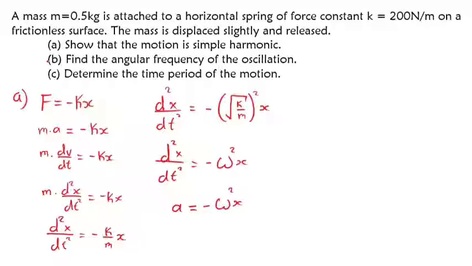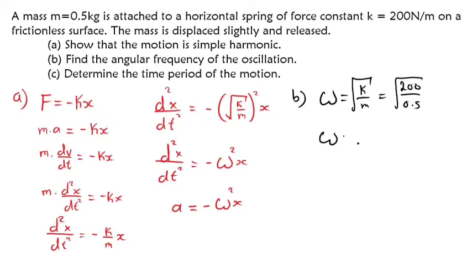Part B says, find the angular frequency of the oscillation. Now already we've established that angular frequency is given by the square root of k over m. Our spring constant is 200 divided by our mass, which is 0.5. So this will give us omega, the square root of 400, and this is just 20 radians per second.